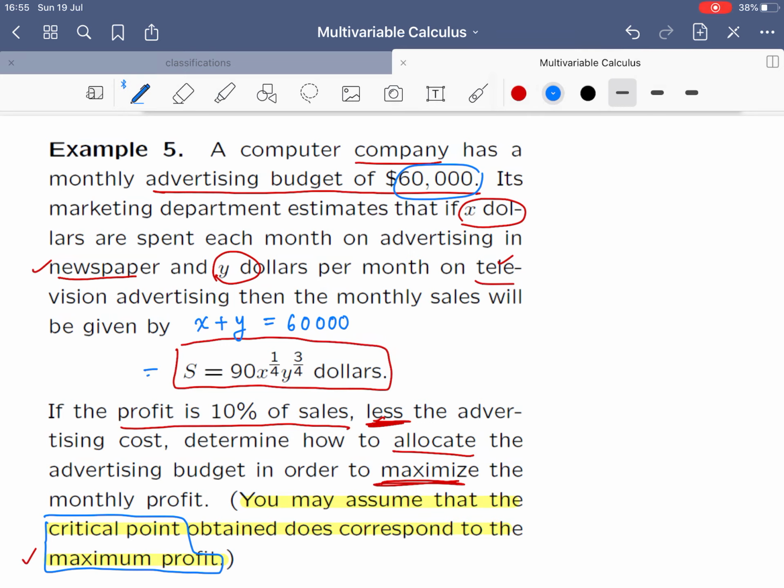However, this one is not exactly your profit, so you are going to look for the real profit. It says that the profit is 10%. So 10%, it means 10 over 100 of the sale, and deduct your advertising cost. Of course, you are spending 60,000. So this 10 over 100 is simply 0.1, and you are going to multiply it with 90. So it means that actually your profit, what is it?